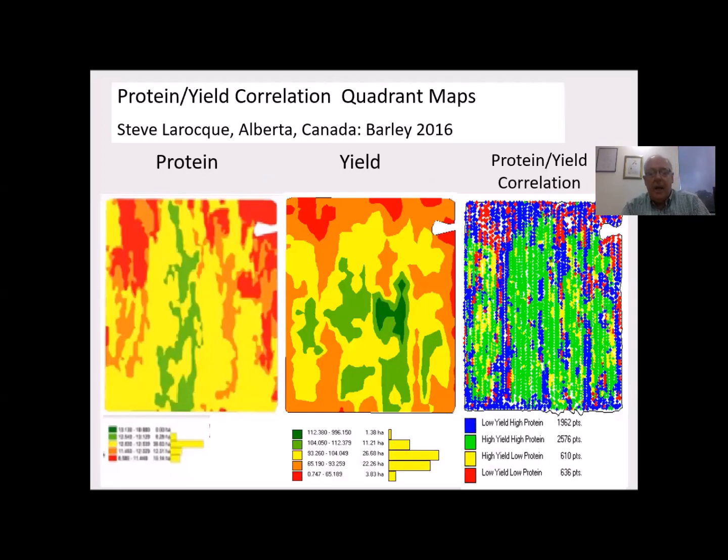Now, what we've done is take the protein data, which we generate on the CropScan, then the yield data, which comes from the in-cabin yield monitor, and we overlay those and do a correlation within each area. What we're looking at is whether there is a correlation of low-high, high-high, high yield, low protein, low yield, low protein. In other words, we want to look at where one is high, one is low, or both are high. And we map that out in what we call a protein yield correlation quadrant map. You can see that on the right side. You can see the strips in the middle of the green. That's the sweet spot. That's where you've got the optimum relationship.